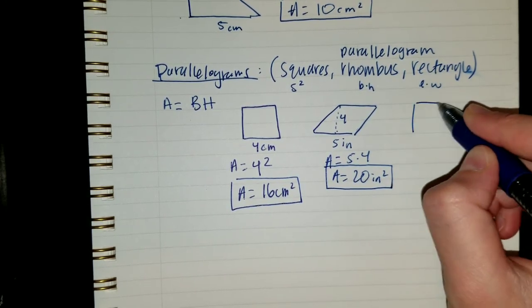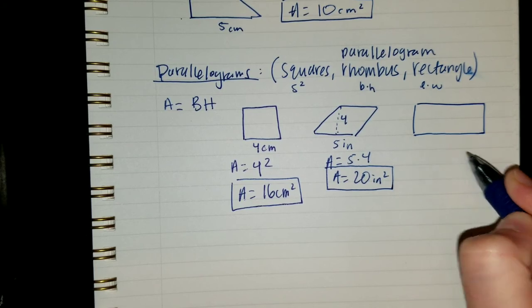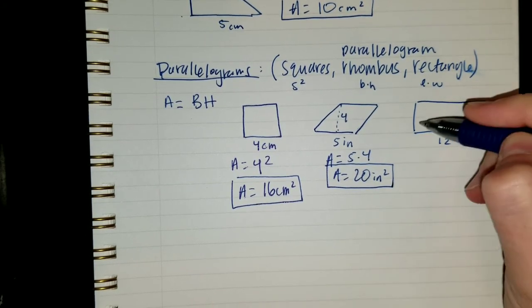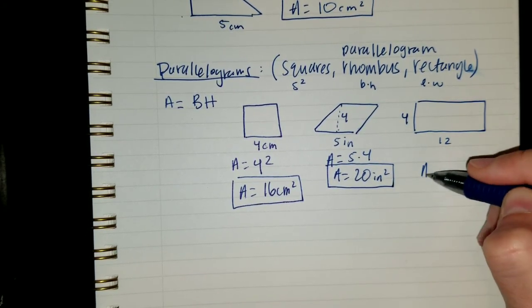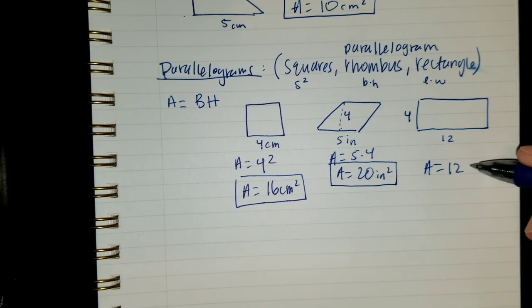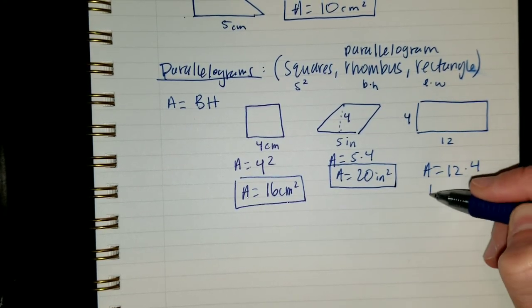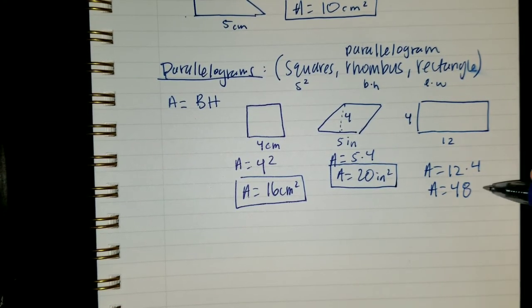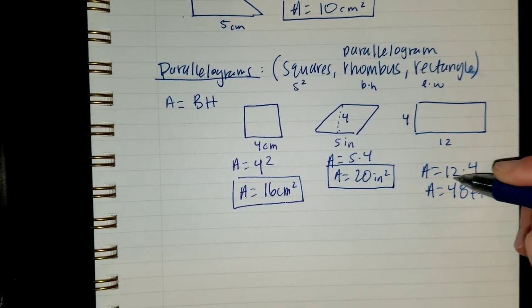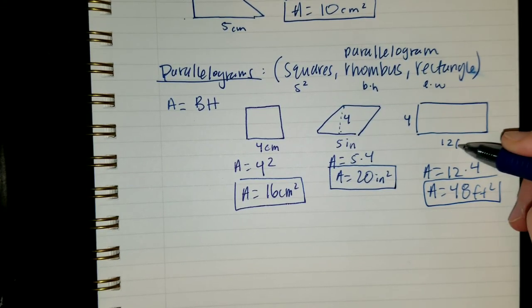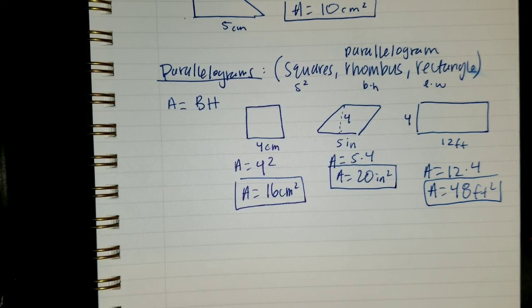And then for our rectangle, if we have a base of 12 and a height of 4, our area is base times height. 12 times 4 is 48, we'll call it feet. So 48 feet squared. So those are our parallelograms.